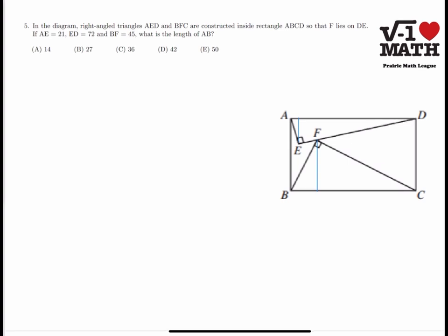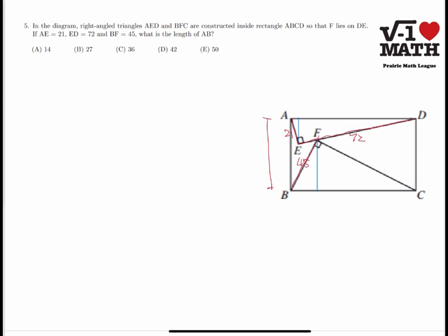For problem number 5, we have a diagram with two right triangles AED and BFC, which are constructed inside rectangle ABCD so that F is on DE. We're given that AE is equal to 21, DE is equal to 72, and BF is equal to 45. And we wish to find the length of AB.